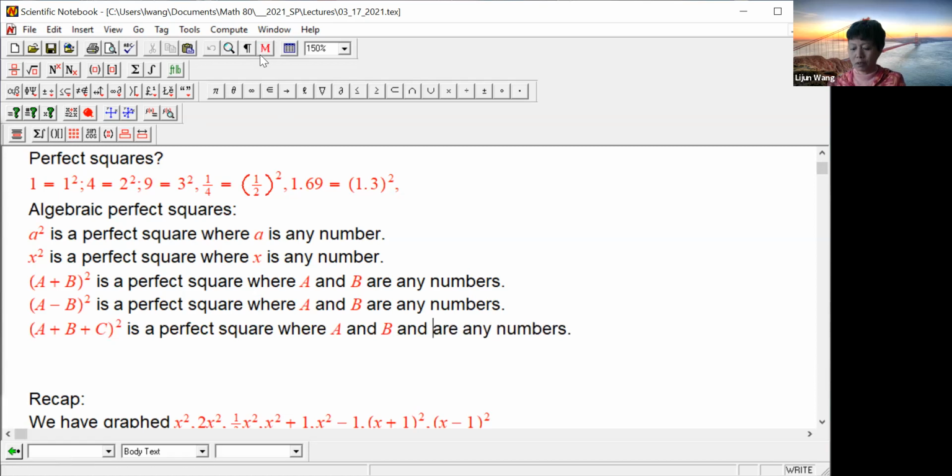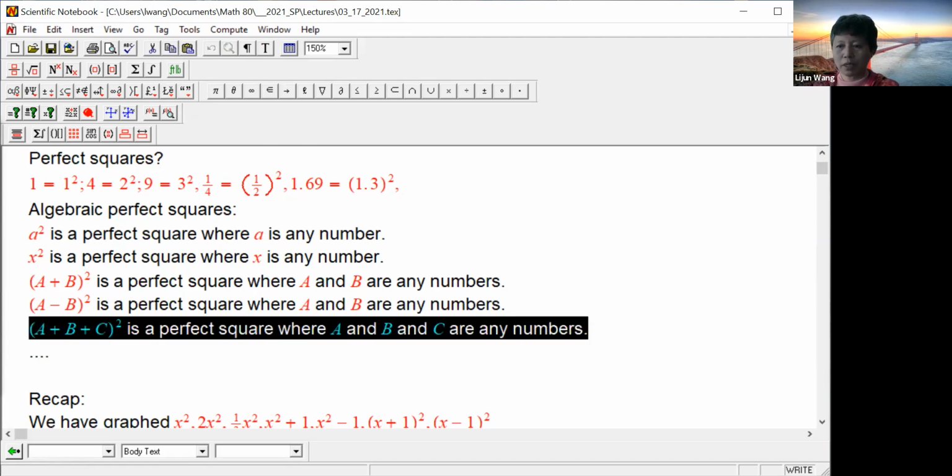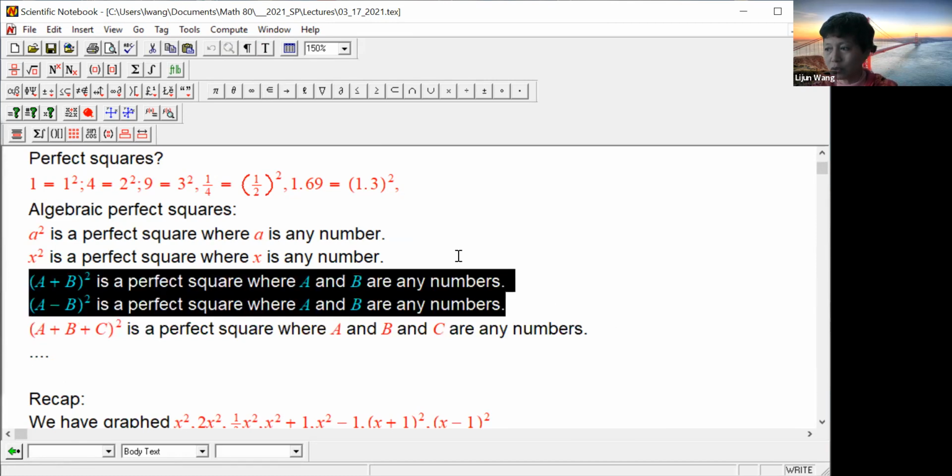Just have one more number in the perfect square. No problem. And the list goes on. But we're not going to deal with those, okay? Those are just a little too complicated for us for now. We are going to be working with these two kinds.